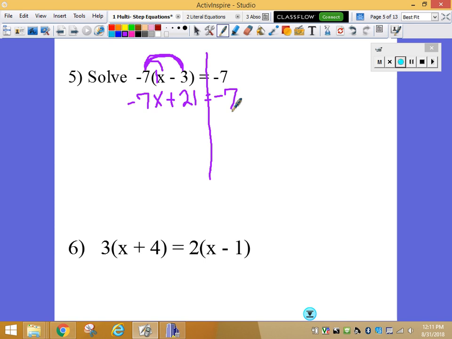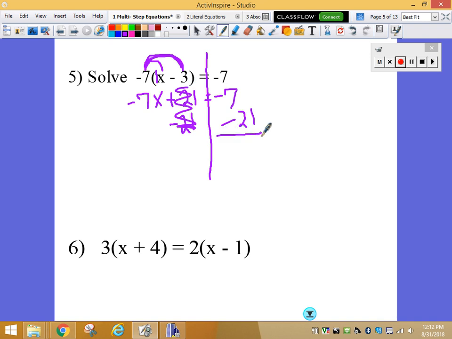Now, second step. Well, can I combine anything now? No, because over here I have a negative 7x plus 21. Those can't combine. Okay, and over here I just have negative 7, so there's nothing to combine. Step 2 was to move my x to the left. Well, look, there's no x to move, so I'm done with step 2. Step 3 is to move your number to the right. So I'm going to take this 21, I'm going to move it. And the opposite of plus is minus 21. Minus 21. So your 21s cancel.